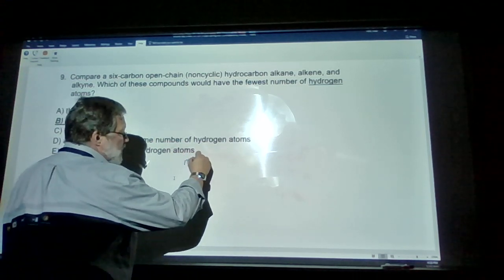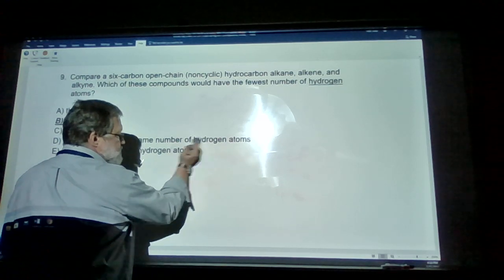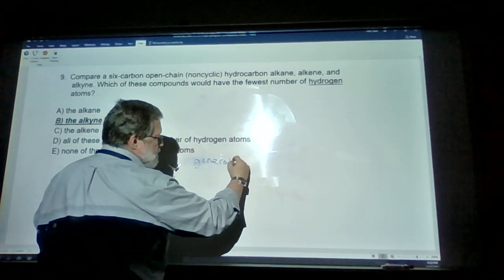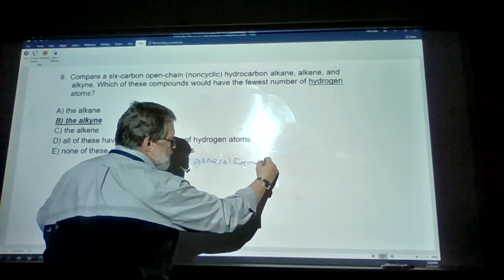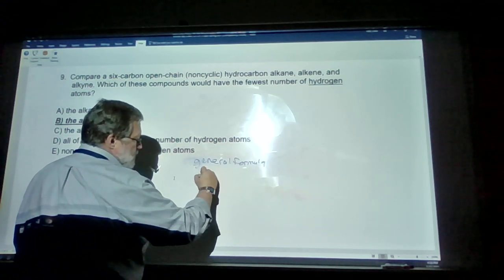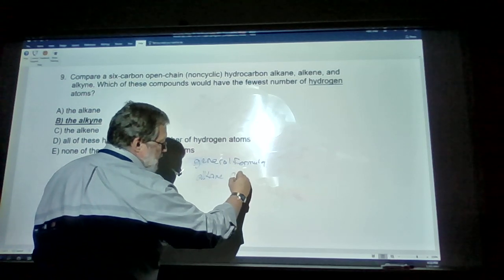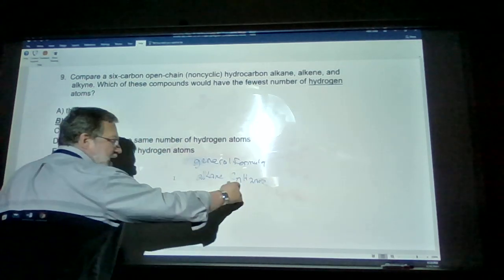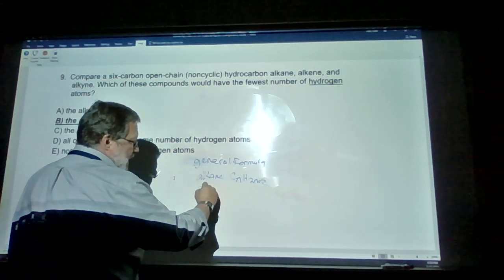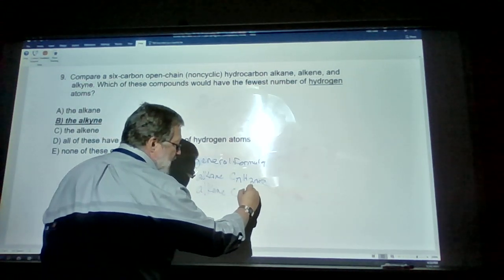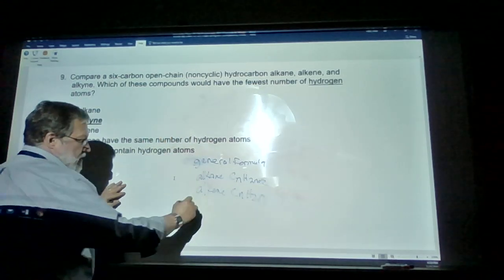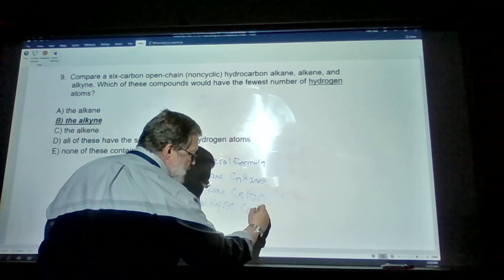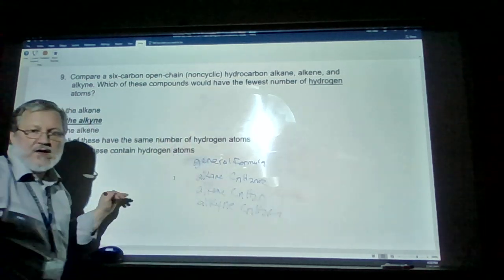The general formula for an alkane is CnH2n+2, where n is the number of carbons. An alkene, CnH2n, and an alkyne, CnH2n-2.